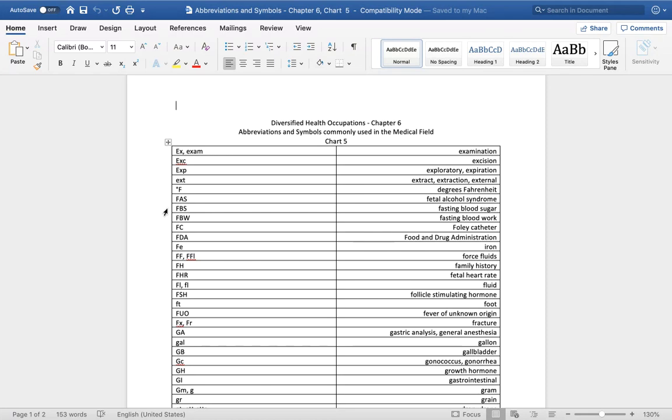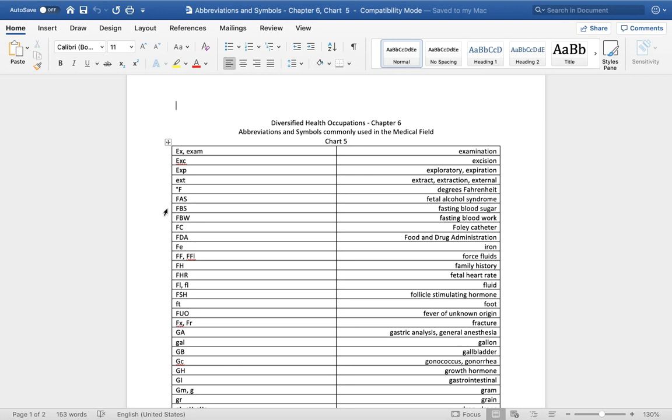Fasting blood sugar. To fast, I know you guys know what fasting means, but this is where you don't eat or drink anything except for water for a certain period of time before getting your blood drawn, and that's called fasting blood work. Oh, I totally skipped that. FBW, fasting blood work. Fasting blood sugar is one thing that they can study with fasting blood work. So FBS, fasting blood sugar. FBW, fasting blood work.